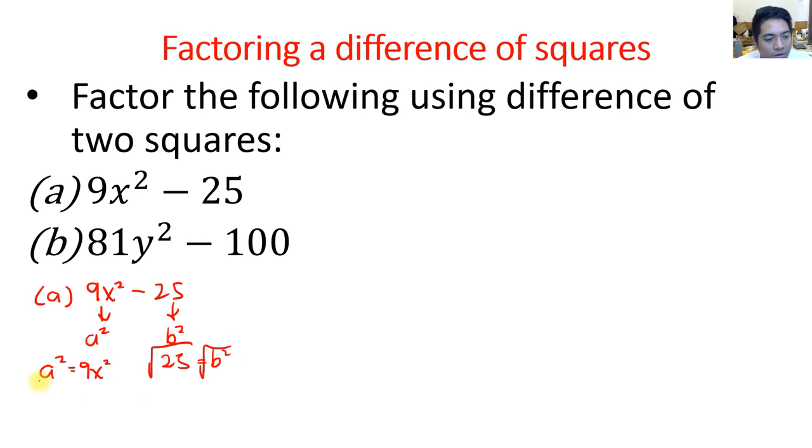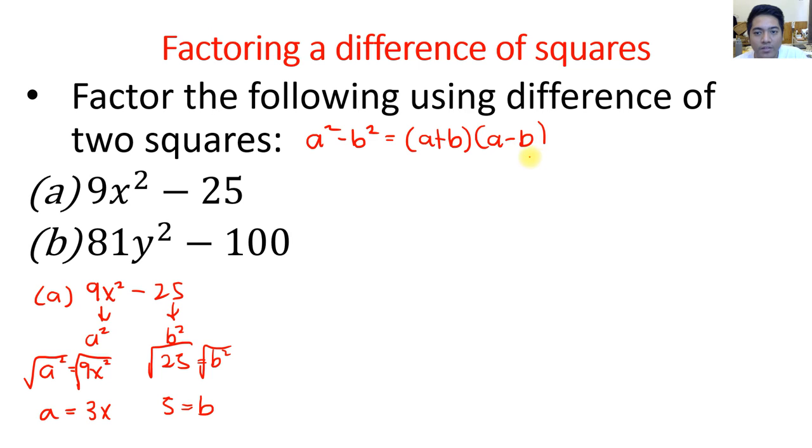If you get the square root, a is 3x, and the square root of 25 is 5, so b is 5. Good, we've gotten a and b, and the formula for a squared minus b squared is a plus b multiplied by a minus b. So we simply rewrite it as a plus b, 3x plus 5, and 3x minus 5. If you FOIL this, you will arrive at the same answer.